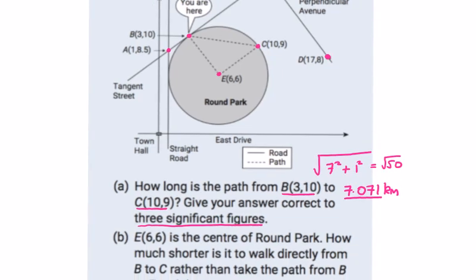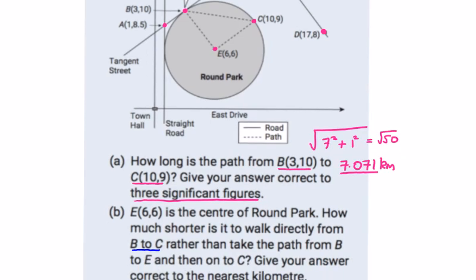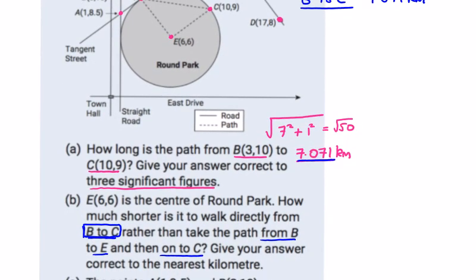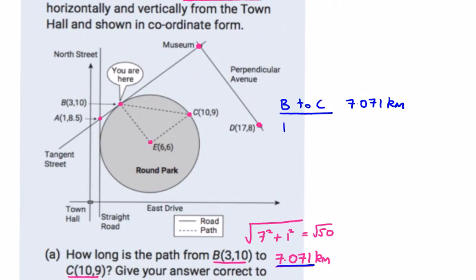Part B, E is the center of round park. How much shorter is it to walk directly from B to C rather than take the path from B to E and then on to C? So a lot of reading. Let's see how much shorter is it to walk directly from B to C. So let's look at that part first, B to C. And we have the answer here, 7.071. Rather than take the path from B to E and then E to C.